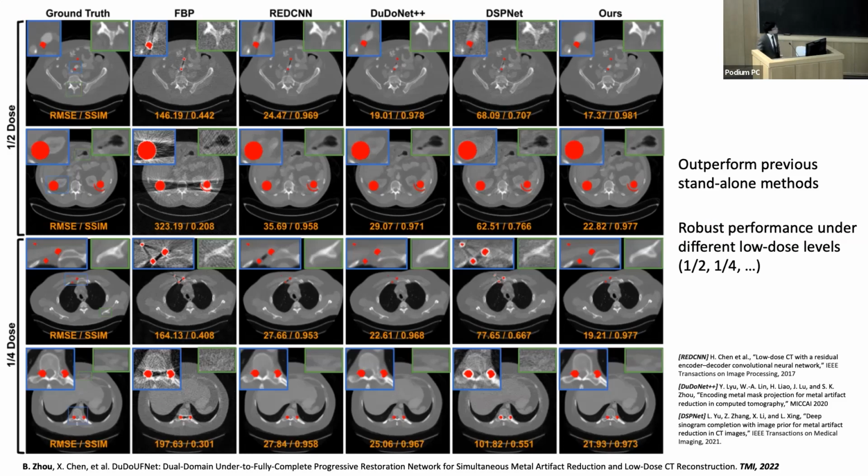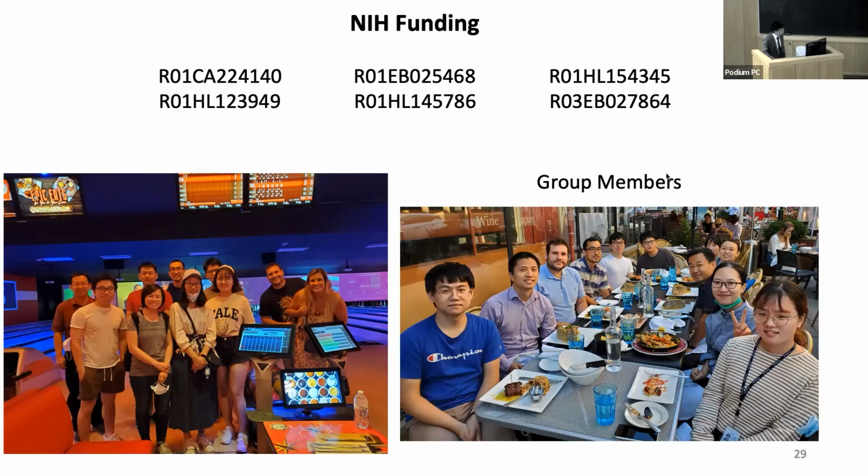This is a quick illustration of the results. We have half dose and quarter dose, and we also compare to previous standard metal artifact reduction and low dose CT reconstruction methods. We see that we can have better structure recovery here. To end, we would like to acknowledge all the NIH grants and our lab members. Thank you.